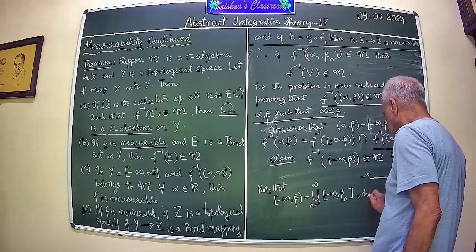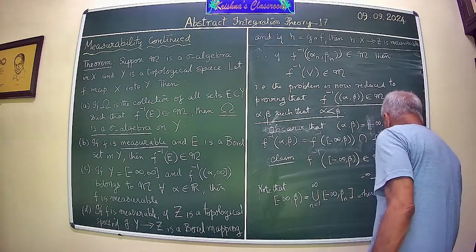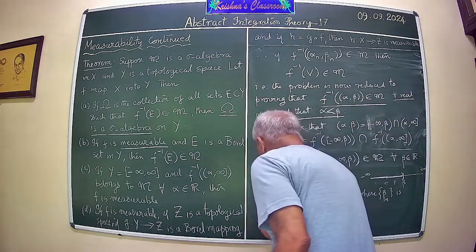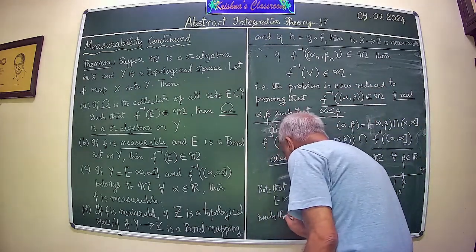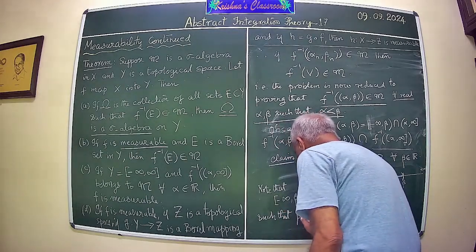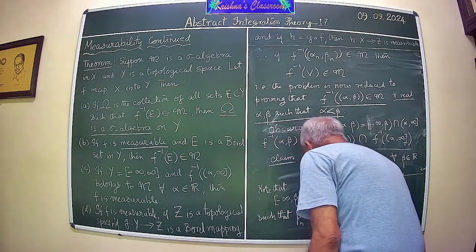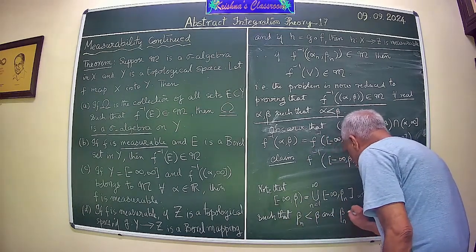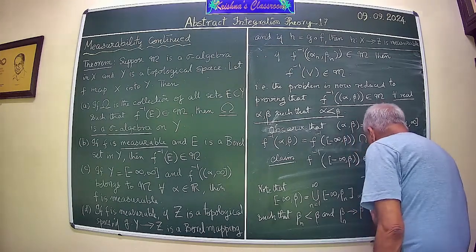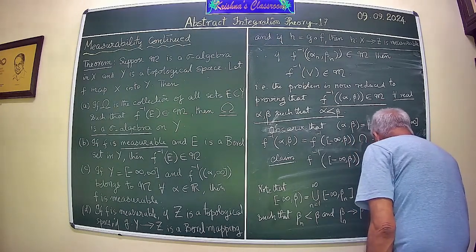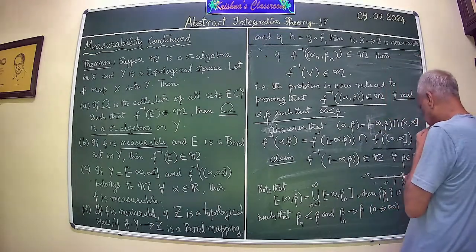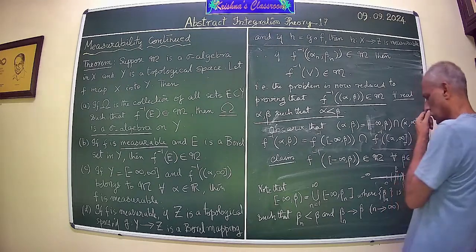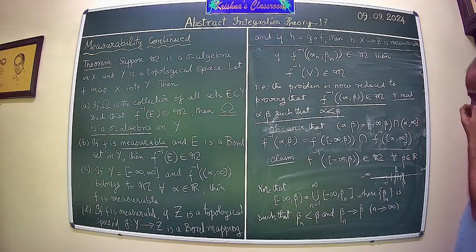where beta n is such that each beta n is less than beta and beta n tends to beta as n tends to infinity. That means given beta you can find a sequence beta n. Okay. So the problem is this.